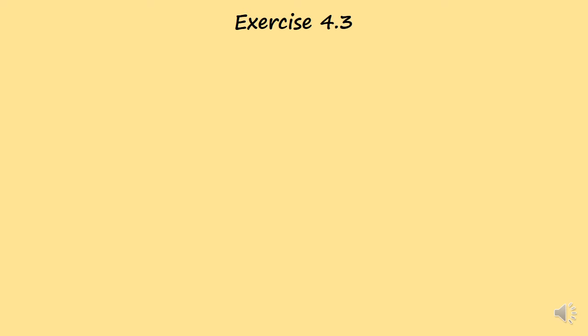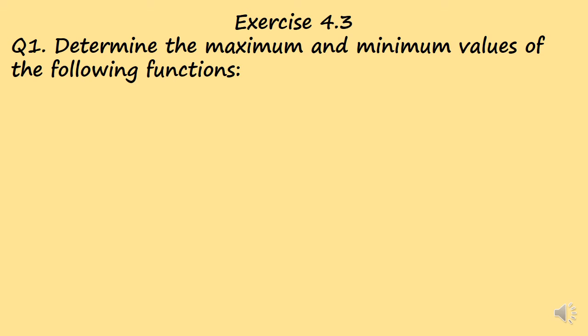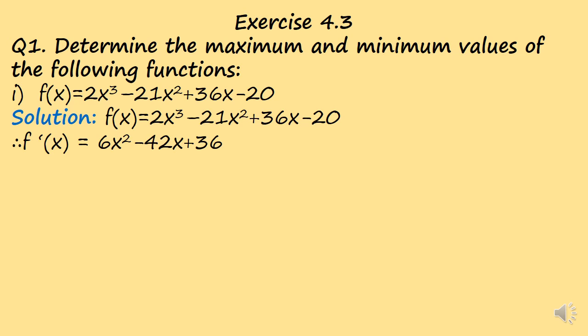So in exercise 4.3 of your textbook, the first question is: determine the maximum and minimum values of the following functions. The first one here, f(x) is equal to 2x cube minus 21x square plus 36x minus 20. For the function, we start by finding f dash of x. You will realize that the steps are the same for each and every sum. So f dash x turns out here to be 6x square minus 42x plus 36.